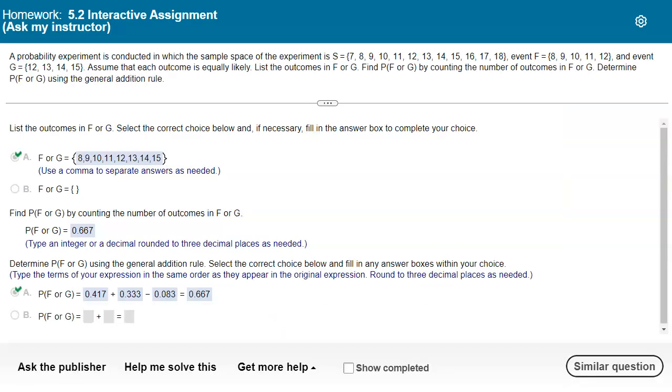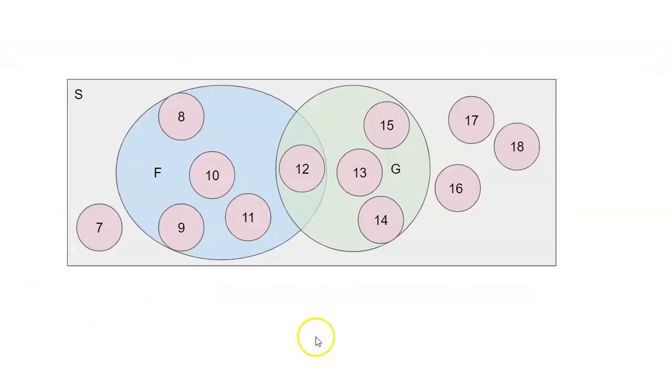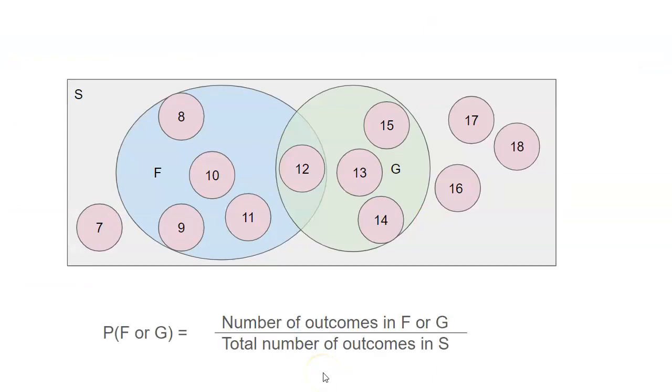Next, we're asked to find the probability of F or G by counting the number of outcomes in F or G. So let's return back to our slides. For this one, really what we're looking for here is the number of outcomes in F or G, and we're going to divide that by the total number of outcomes in the sample space, S. So let's count them up.